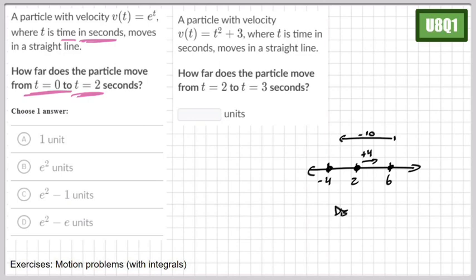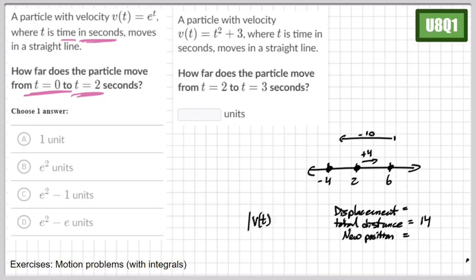So we have a bunch of different things here. We have displacement, which is a key word. We have total distance, and we have new position. Which one would be the easiest one to find? I think total distance is the easiest. What is the total distance? It is 14.